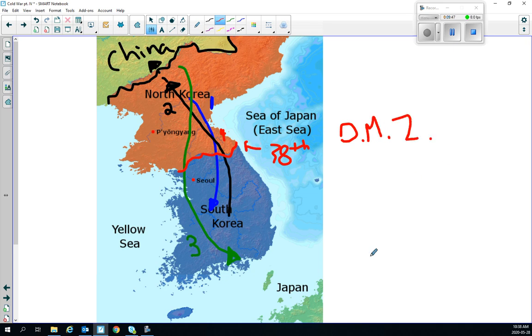To cross it would be an act of war. It's probably the most hostile and tense place on earth, the DMZ. It's not a place that you would go visit, because technically the Korean War never ended.